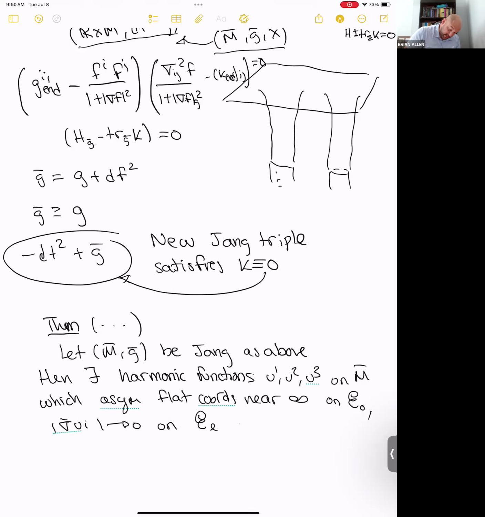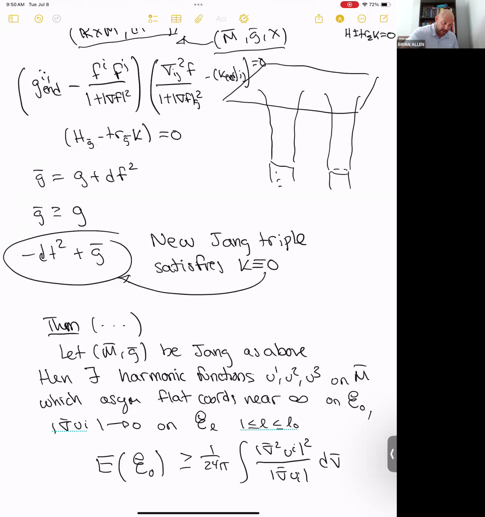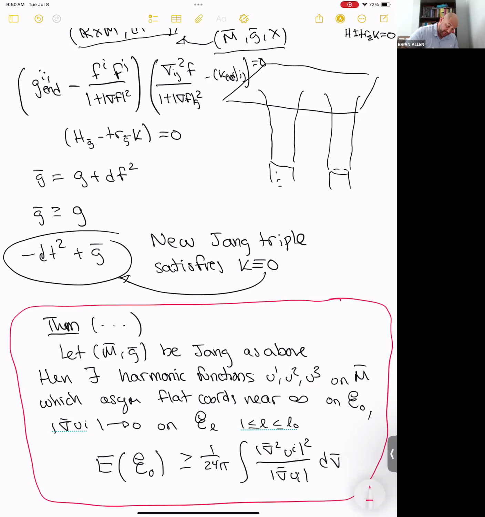So this is the energy, where the energy is bigger than or equal to... okay, so this is the main tool that one needs to combine with the Jang graph. And basically what we're doing in this theorem is showing that the asymptotically flat harmonic functions work on the Jang graph. That's not something that was already done.